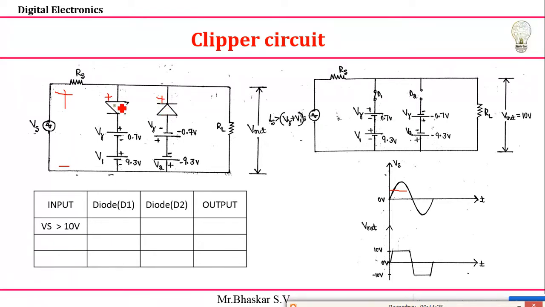Now this is diode D1 and this is diode D2, and they are telling that the input voltage, the source voltage, is greater than 10 volts. You have a potential here, which is totally 9.3 plus 0.7, and here we are going to maintain the voltage at 10 volts. So my input voltage is greater than 10 volts, meaning this voltage is high compared to this voltage. Now you tell me, is diode D1 forward biased or reverse biased?